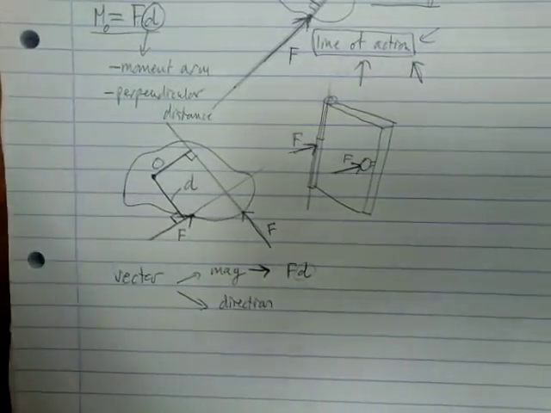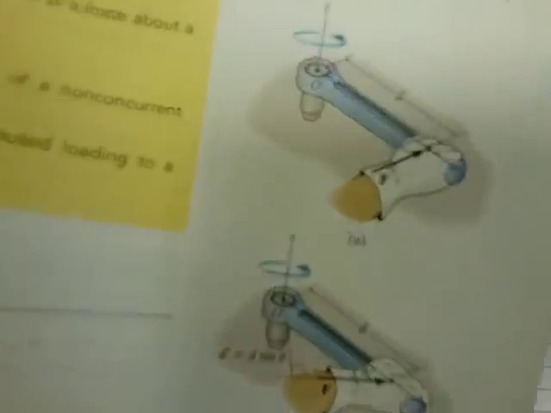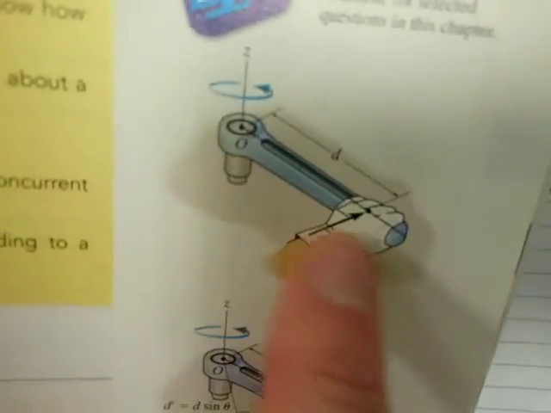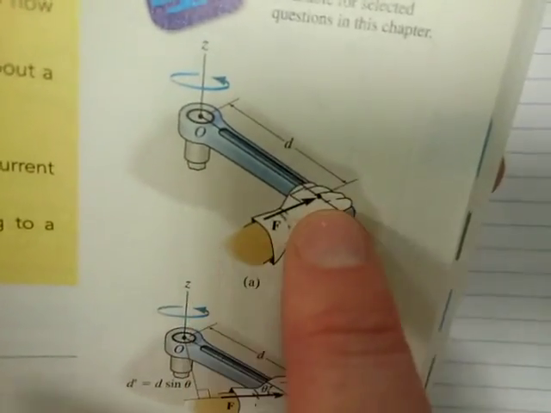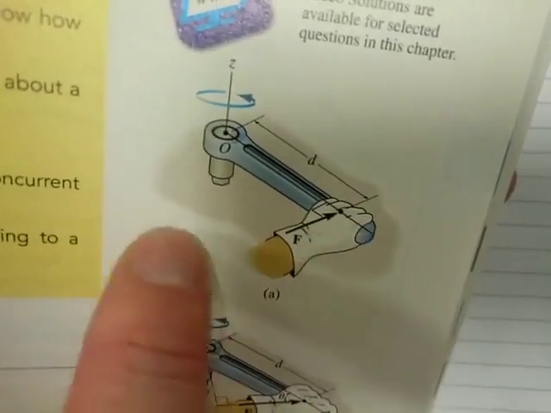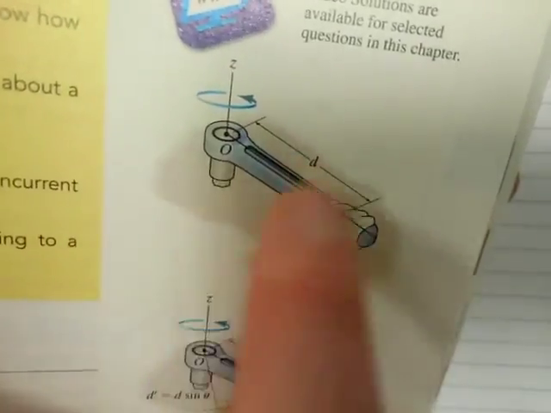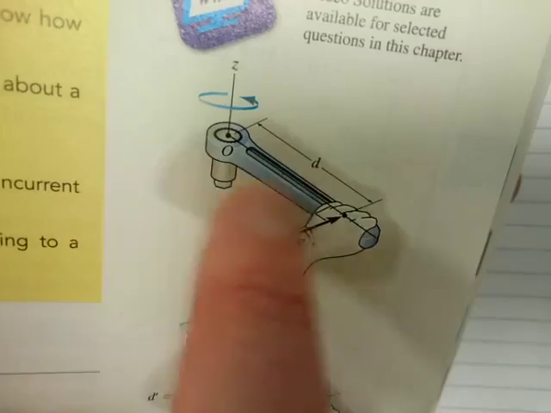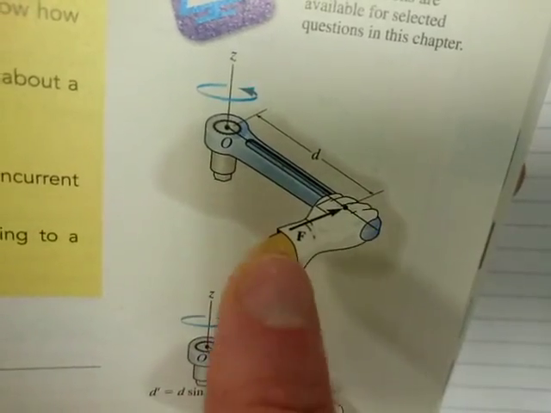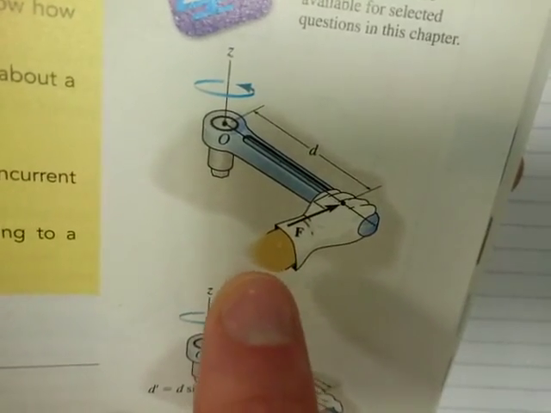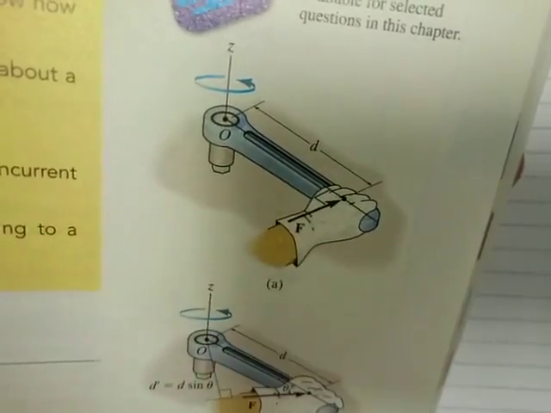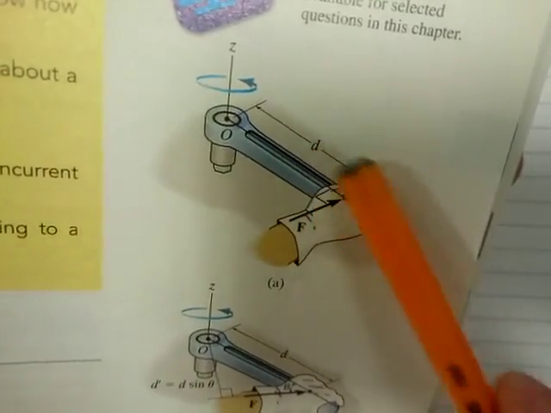Before we go on to direction, I just want to look at some of these pictures here. This is figure 4.1. Figure 4.1 here is a wrench. As you can see, there's a force being applied there, and this force causes a rotational effect. It allows us to loosen a bolt or to tighten. And as you can see, there's a force and there's a D.